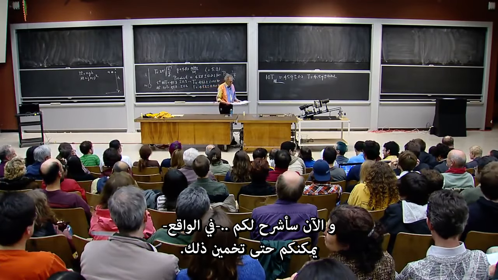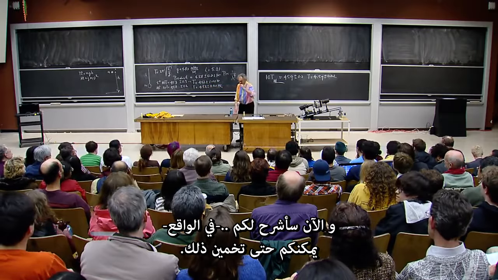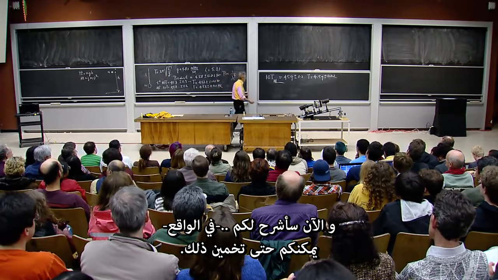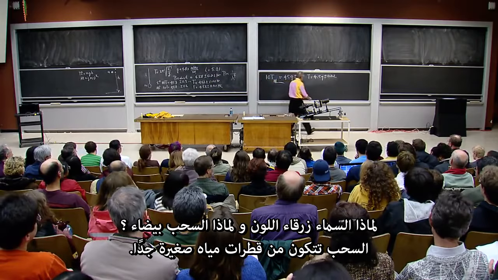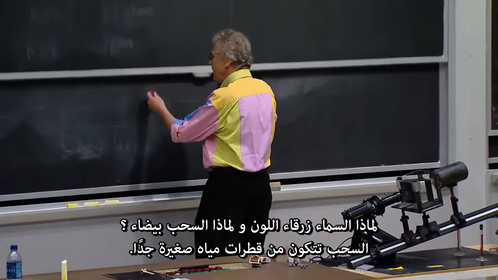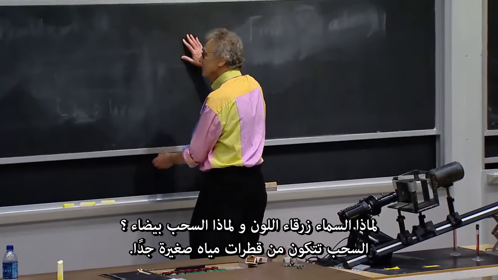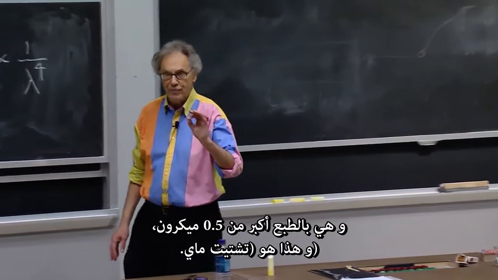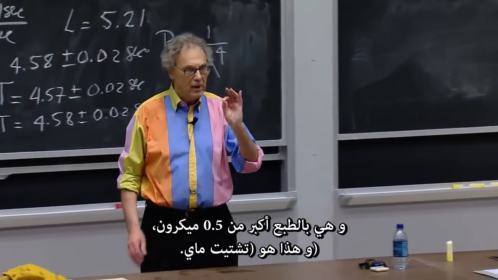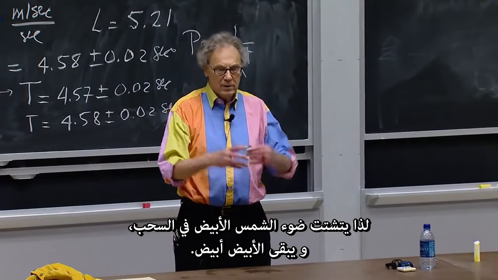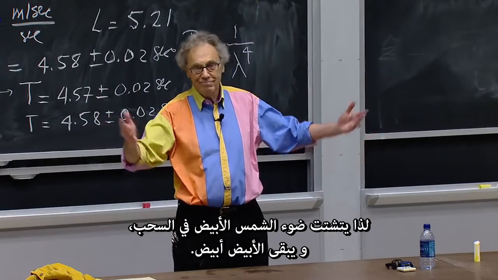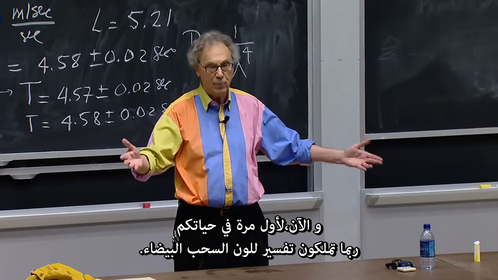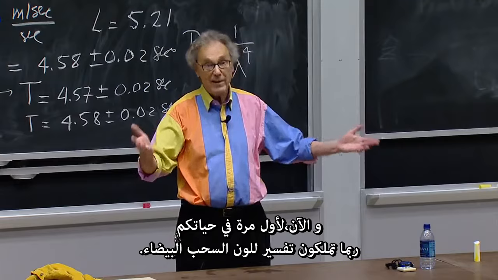I'm now going to explain to you, in fact, you could probably guess that, why the sky is blue and why clouds are white. Clouds consist of very small water drops, surely larger than half a micron, which is Mie scattering. So the white light of the sun scattered off the cloud, white remains white. So you now, for the first time in your life, may have an explanation why clouds are white.